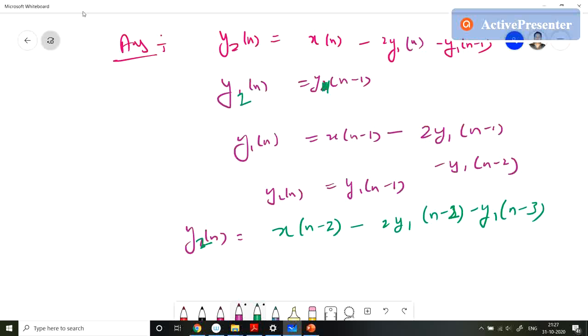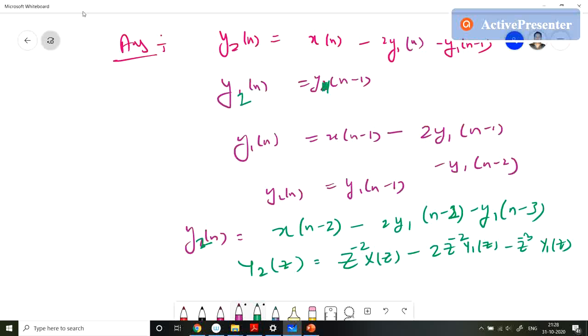Now we can see that if we take the z transform on both sides, then we will get Y2(z) is equal to z raised to the power minus 2 X(z) minus 2 z raised to the power minus 2 Y1(z), minus z raised to the power minus 3 Y1(z).